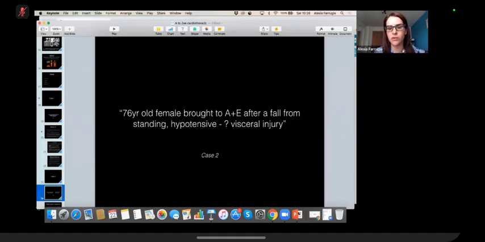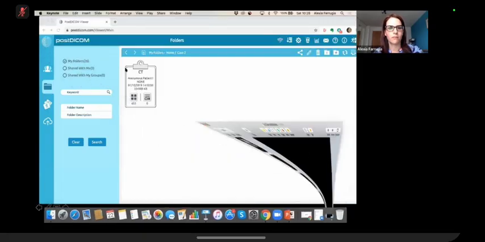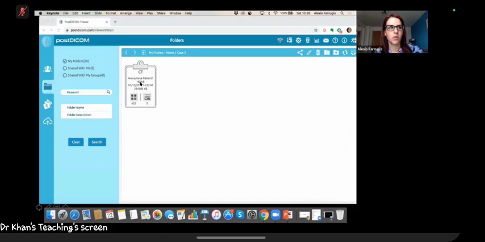So this is the history. It's a 76-year-old female. She's brought to A&E after a fall from standing, and she's hypotensive. They're worried about visceral injury. Okay. And we did a CT for this lady.